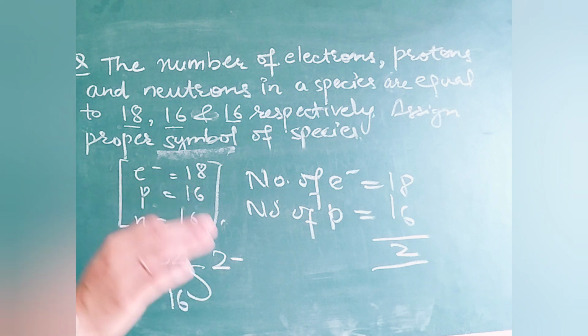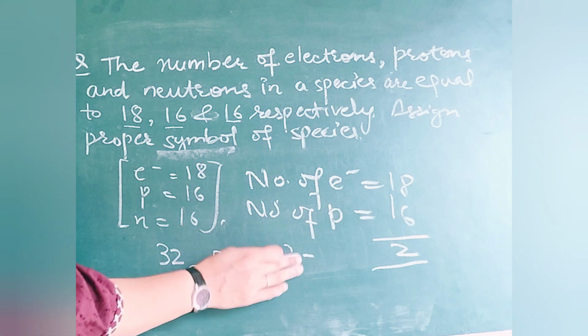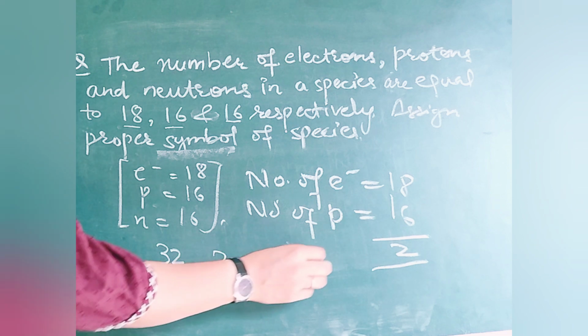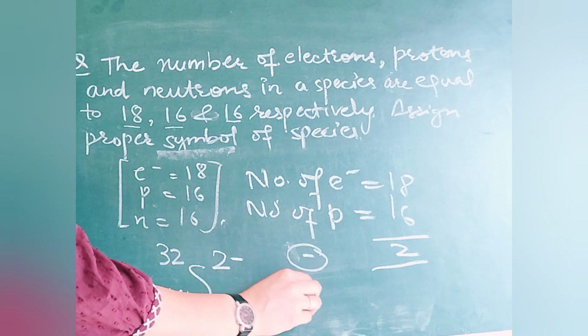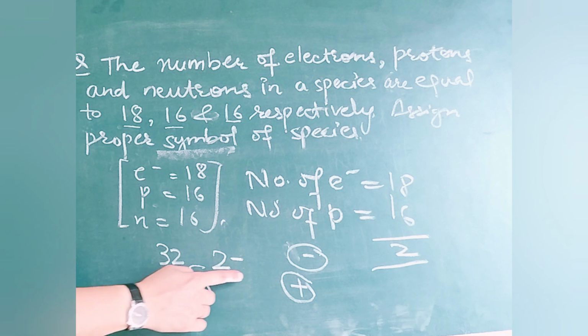Negative means gain of electron. Whenever there is a charge of 2 negative, or single negative, that means there is a gain of electron. When there is a plus charge, that means there will be loss of electron. So here the symbol will be 32 over 16 sulfur with charge 2 negative.